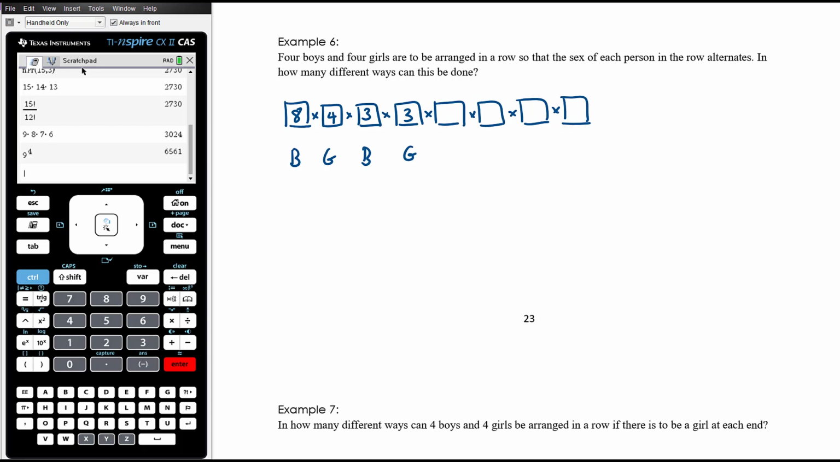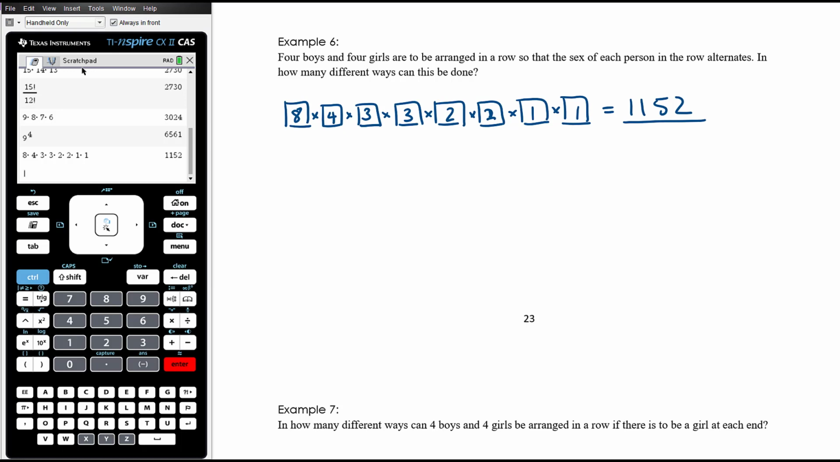We've now used 2 boys and 2 girls. We need a boy in this seat. There's only 2 boys left. We need a girl in this seat. There's only 2 girls left. We then need a boy in this seat. There's only 1 boy left, and a girl in this seat. There's only 1 girl left. So 8 times 4 times 3 times 3 times 2 times 2 times 1 times 1. The last two ones are not going to do anything. So there are 1,152 different ways these 8 boys and girls can be seated so that their gender alternates.